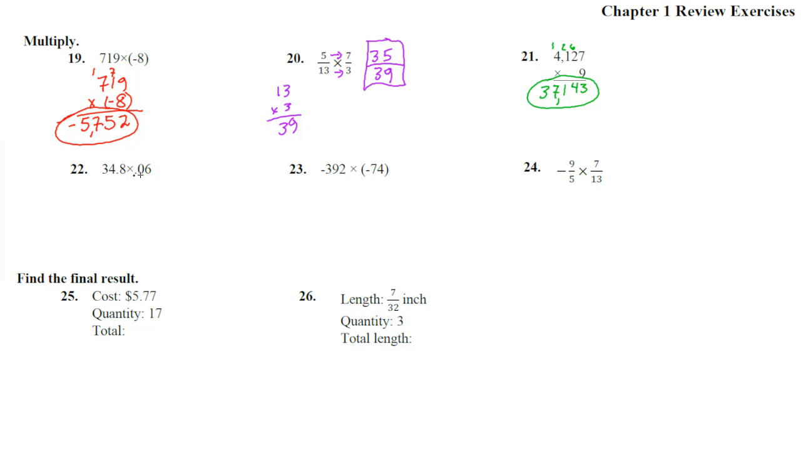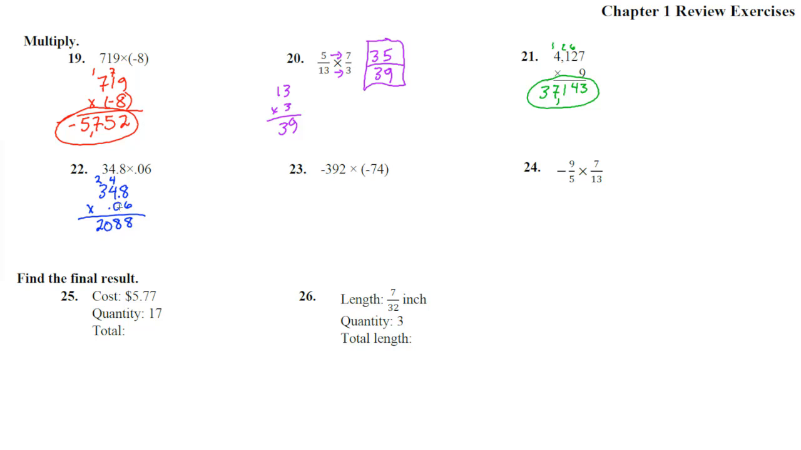The next one, number 22. 34.8 times 0.06. Let's write this out just a little bit. Now, in multiplication, we don't need to line up decimals. We just need to multiply everything through. 6 times 8 is 48. 6 times 4 is 24, plus 4 is 28. Good. 6 times 3 is 18, plus 2 is 20. Good deal.